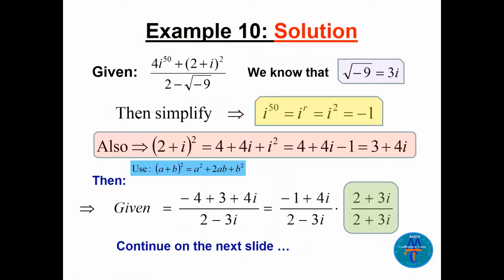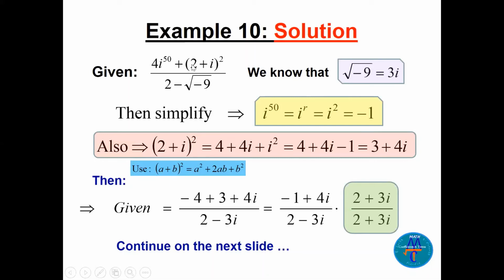It's easy to do, maybe 2 slides. I will go slowly. You have to go slowly. Square root of minus 9, quickly, is 3i. I to the power 50: divide 50 by 4, the remainder is 2, so it is minus 1. 2 plus i all squared, put the formula.